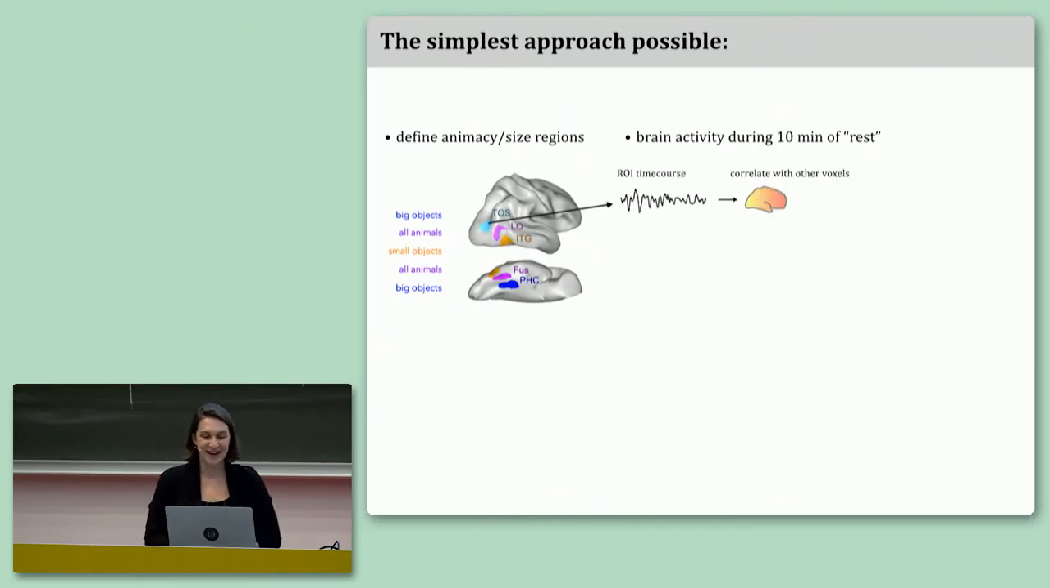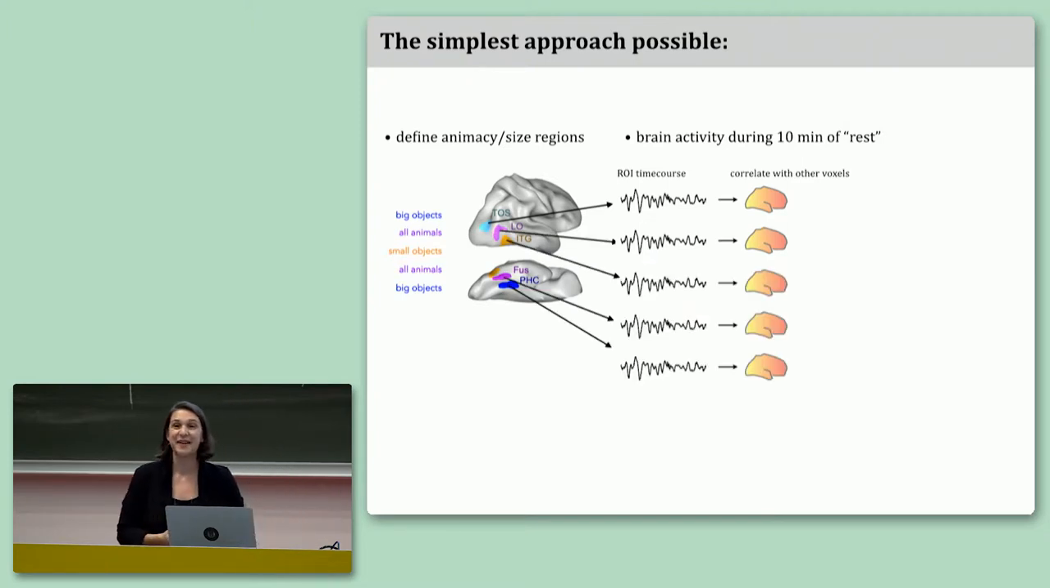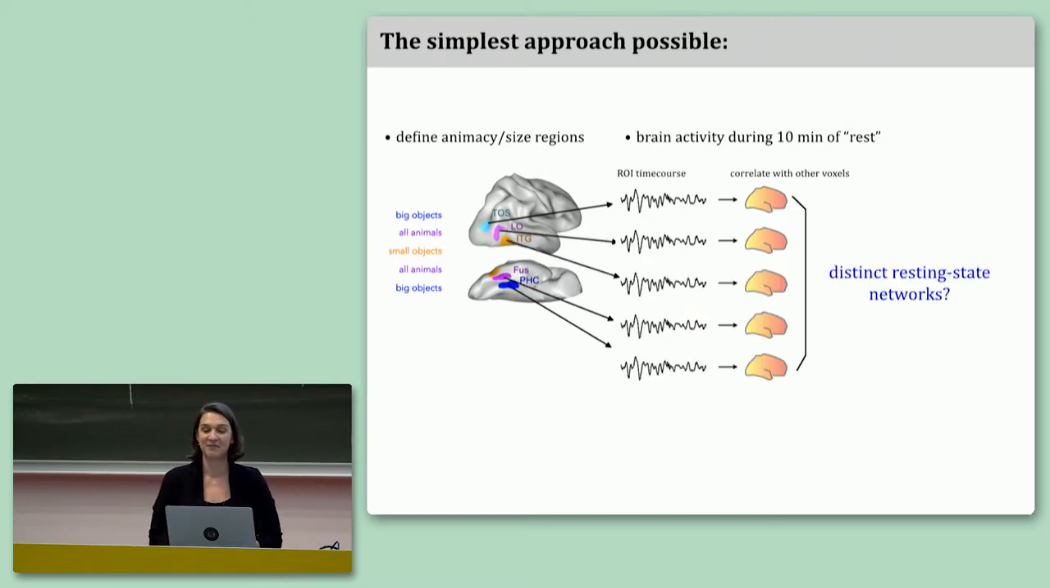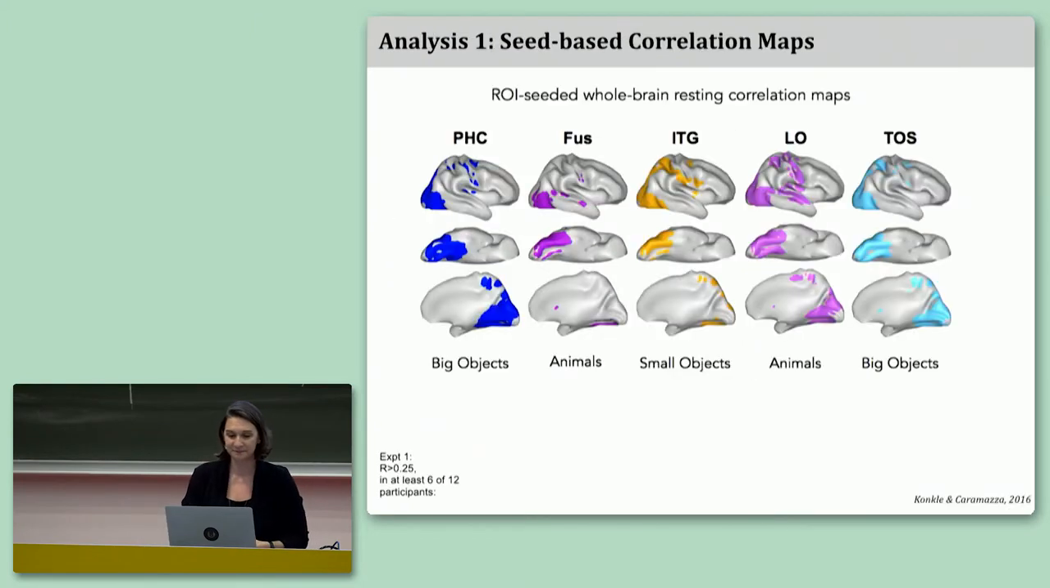with eyes closed. And then for each of these seed regions, we looked at the fluctuations over time, correlated that with all the other voxels in the brain, and repeated that for every single seed region. Now we can just ask, hey, do these regions correlate with really distinct long-range networks? Here are the results from that analysis.